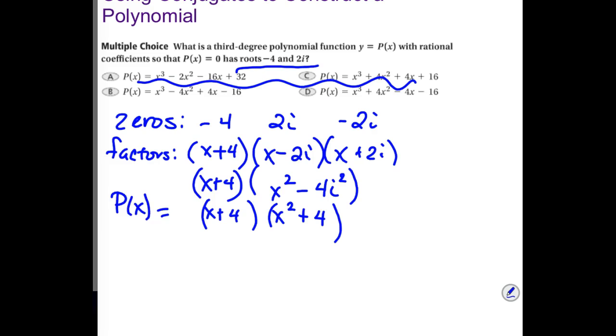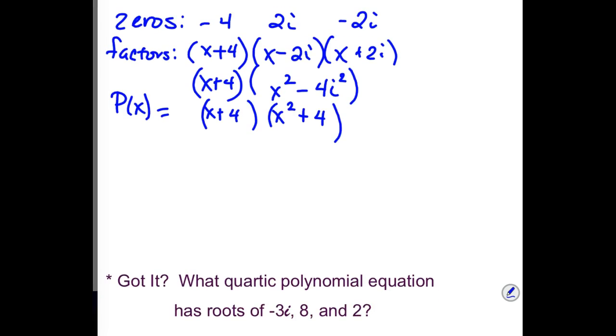All right, now we can FOIL that together. What do we end up with? X times x squared would be x cubed. Outsides we get 4x and insides we get 4x squared. I'm going to put the 4x squared first so it's in standard form, and then the 4x. And then the last term would be a 16. Okay? That is the polynomial that has those 3 zeros.